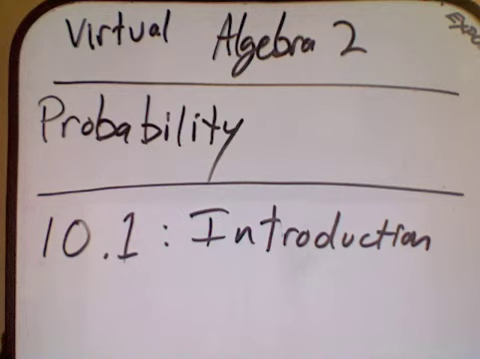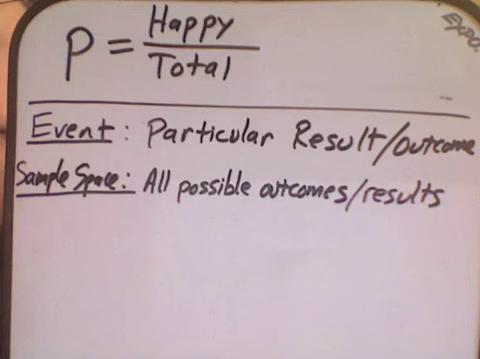Alright, so if you've been with me this year, then you've heard me talk about how probability equals happy over total. I should be more specific about what I mean by that. There's some vocabulary in probability that's going to be important for us. One word is an event. What we mean by an event when we're talking about probability is a particular result or outcome in a given situation. And a sample space is the set of all possible outcomes or results.